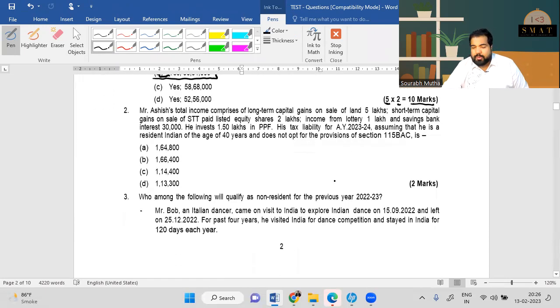Let's move ahead. Let's see what the next question is talking about. Guys, here Mr. Ashish's total income comprises of long-term capital gain on sale of land, 5 lakhs. So I'm just writing it here. Long-term capital gain, which is 5 lakh.